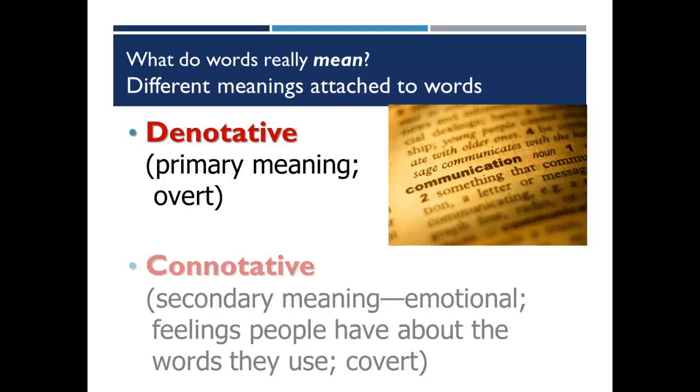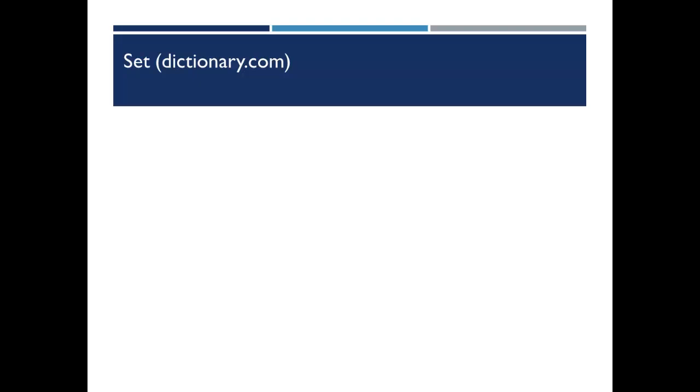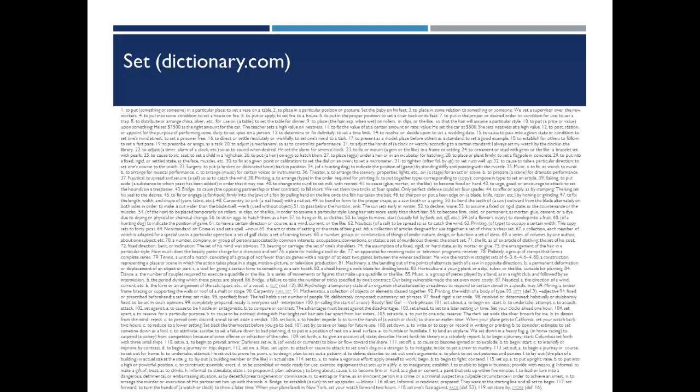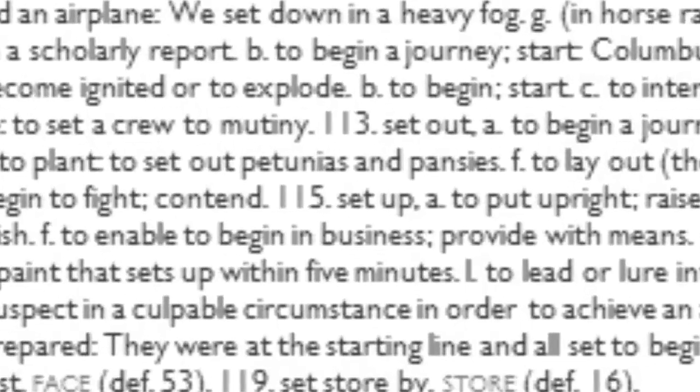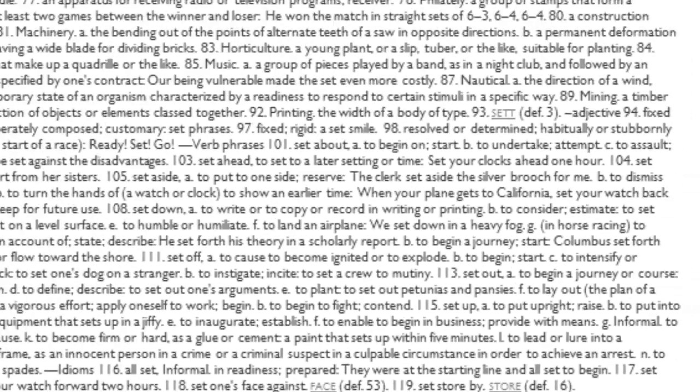If you don't know the meaning of the word, look it up in the dictionary, right? However, many words have multiple meanings. In fact, the 500 most common American words have altogether about 14,000 different definitions in the dictionary. Here's an example of a very simple three-letter word, set. If you look it up on dictionary.com, there are 119 different definitions listed. With this many definitions, the meaning will come from the context.